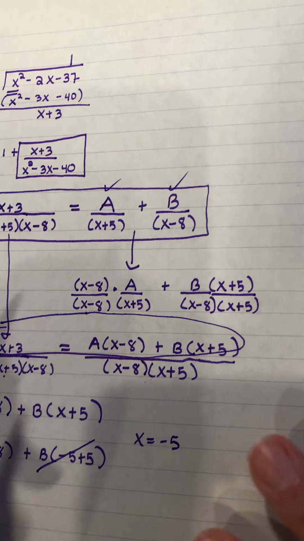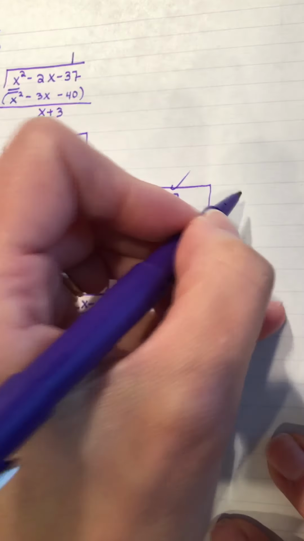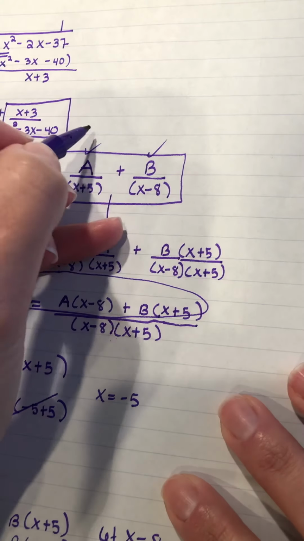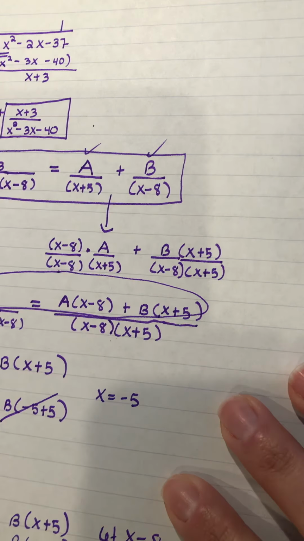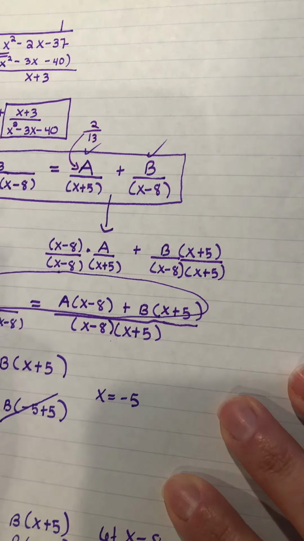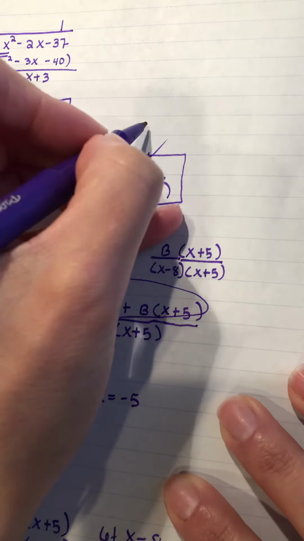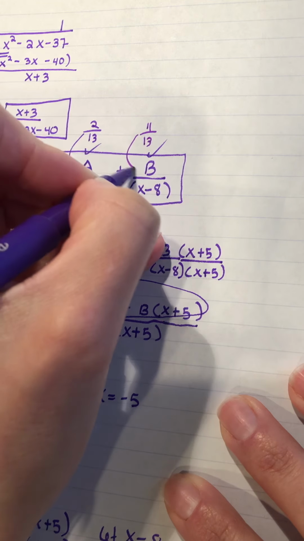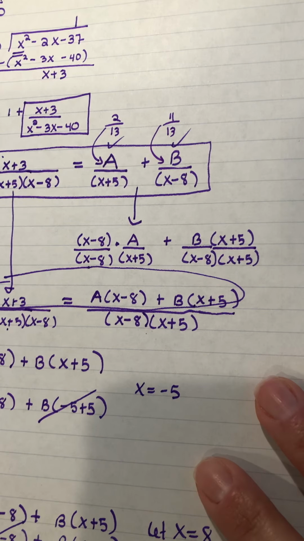And I know that up here, this was, what was a? A was 2/13. So 2/13 would have gone there. And b was 11/13, would have gone here. And I have successfully decomposed my fraction.